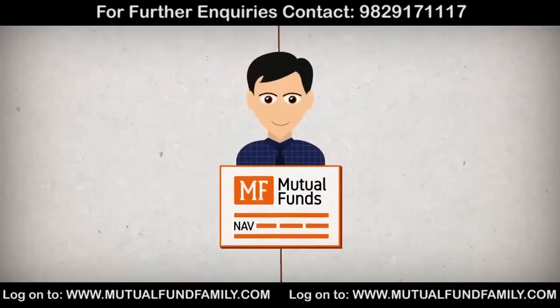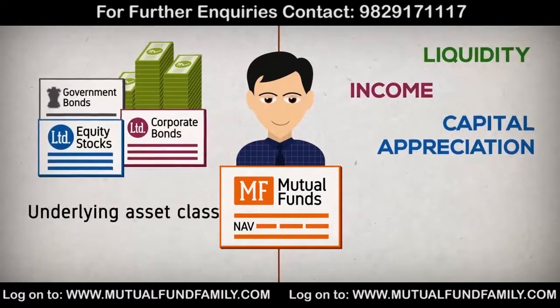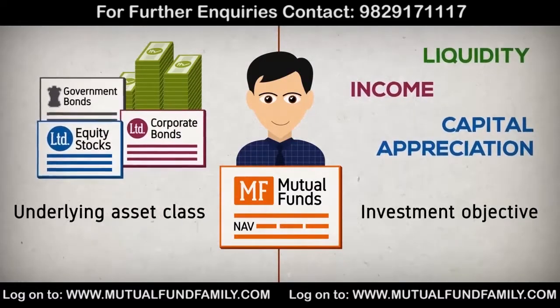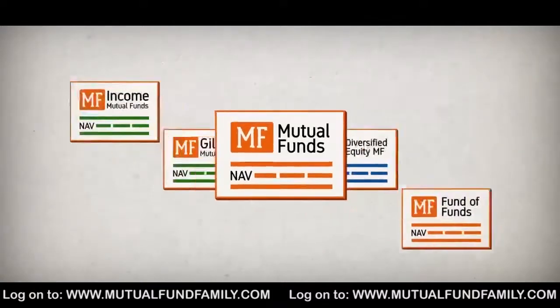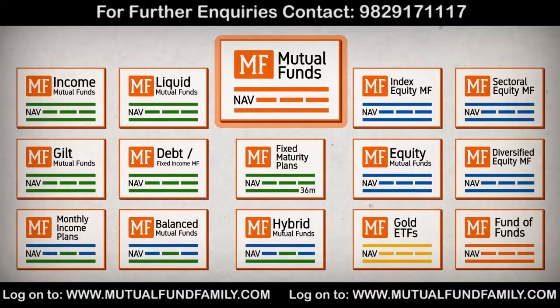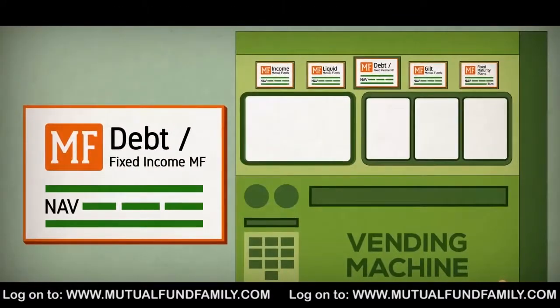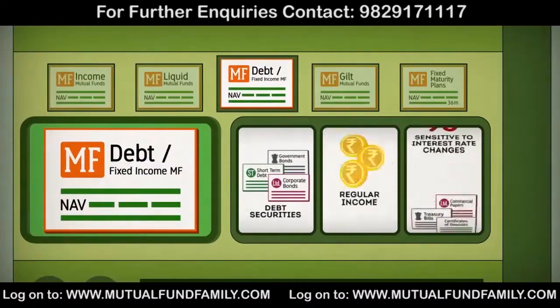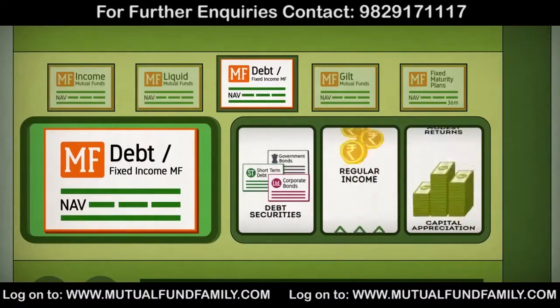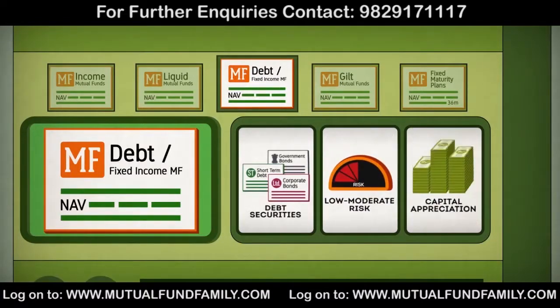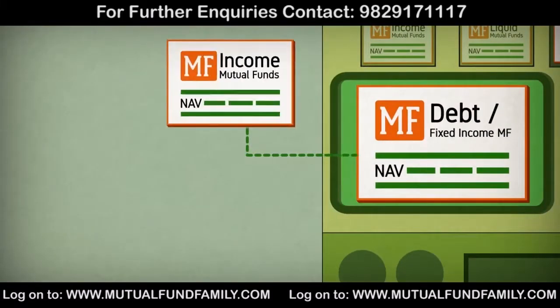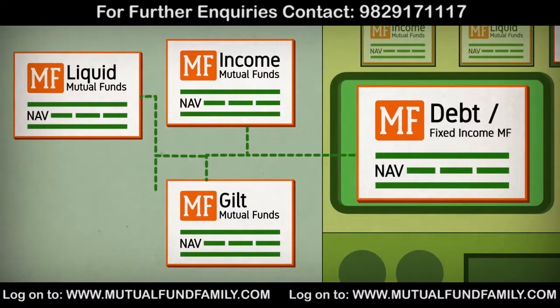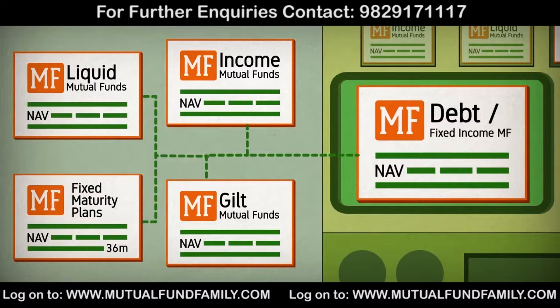In addition to these, you can also choose a mutual fund based on the underlying asset class and the investment objective of the fund. There are many types of mutual funds suitable for different investors with differing needs and risk profiles. Let us start by understanding debt or fixed income funds. These funds primarily invest in debt securities such as bonds, debentures, government securities, etc. They are considered to be less risky and can provide modest returns. The various types of debt funds include income funds, gilt funds, liquid funds, and fixed maturity plans.